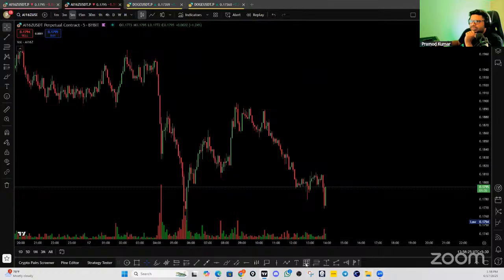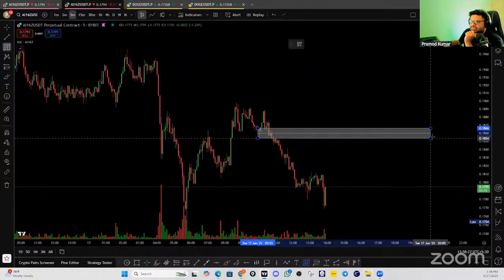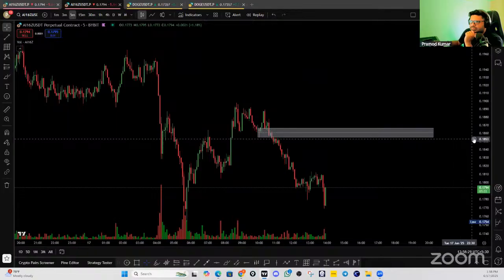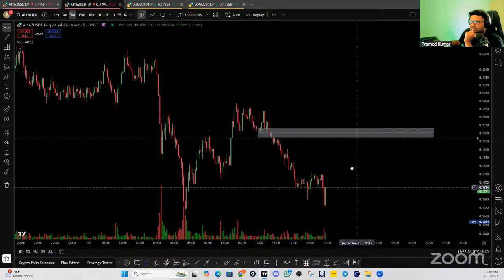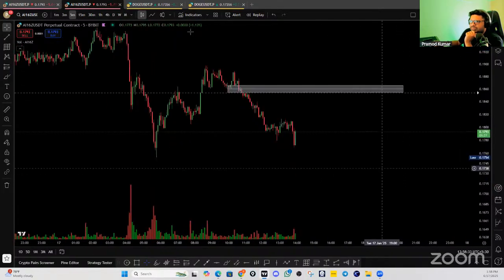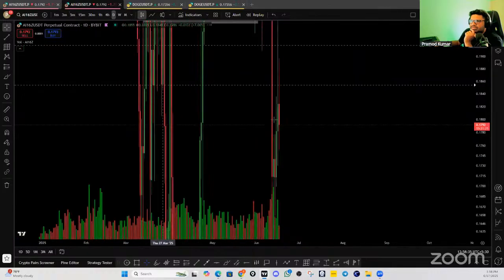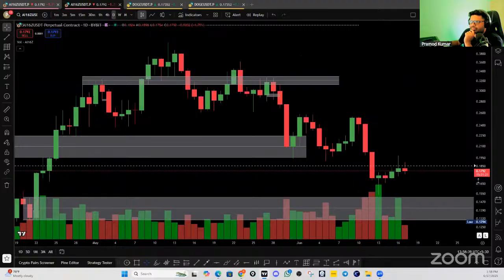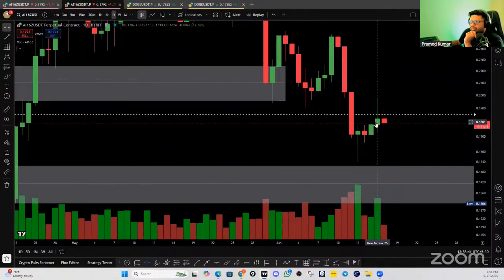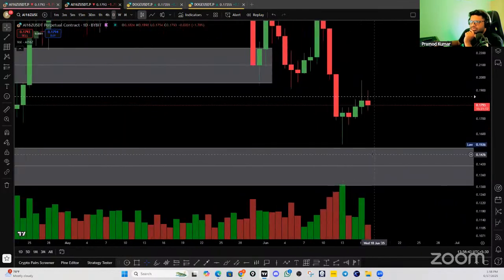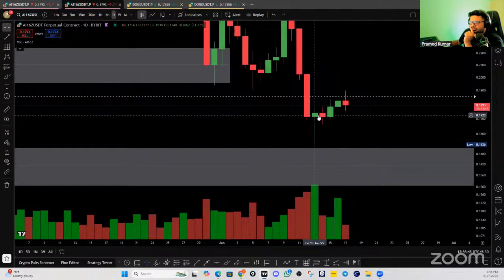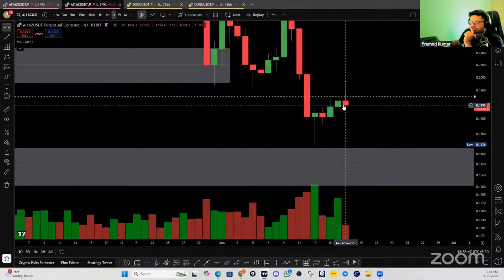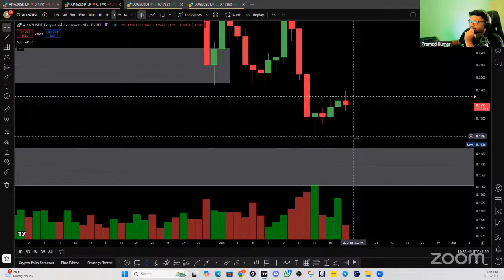So try short from this area, guys. Right from this area, okay? Because on the daily time frame, yesterday we got very good volume. Okay, so yeah, we got very good volume. We can try the short.